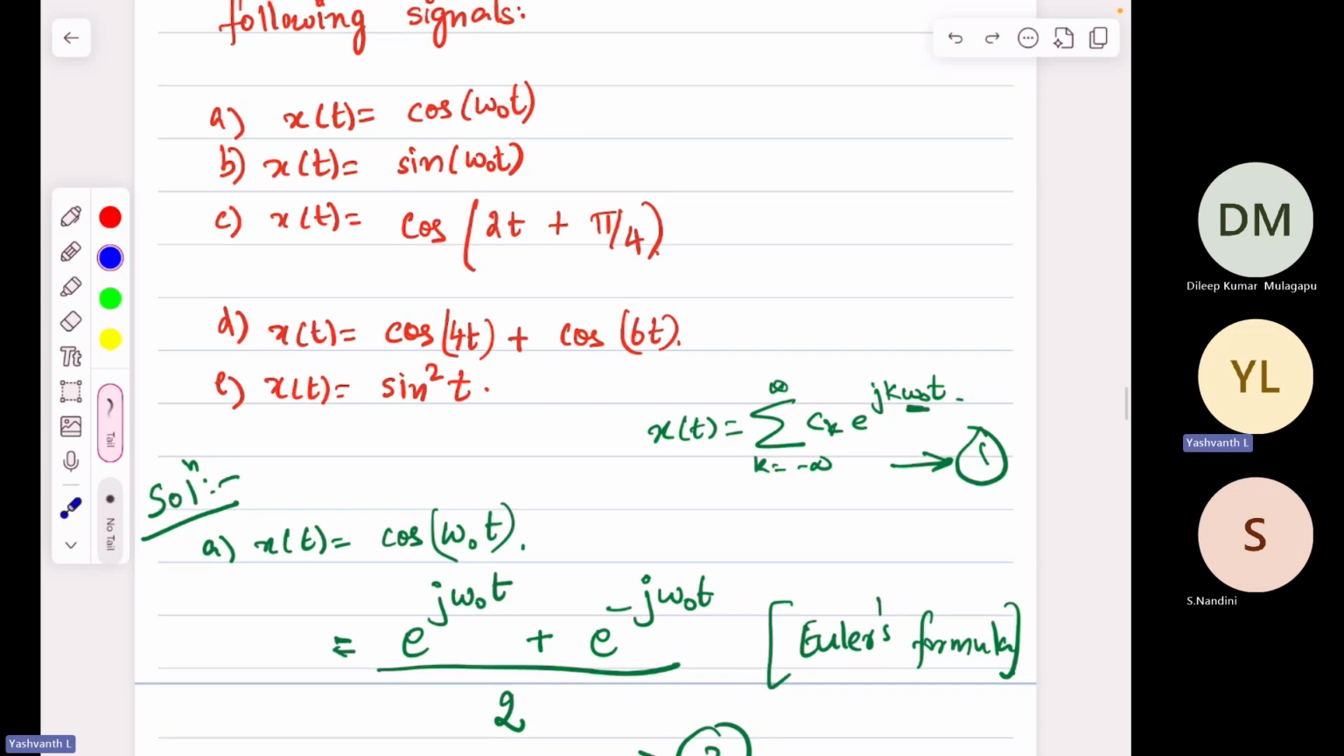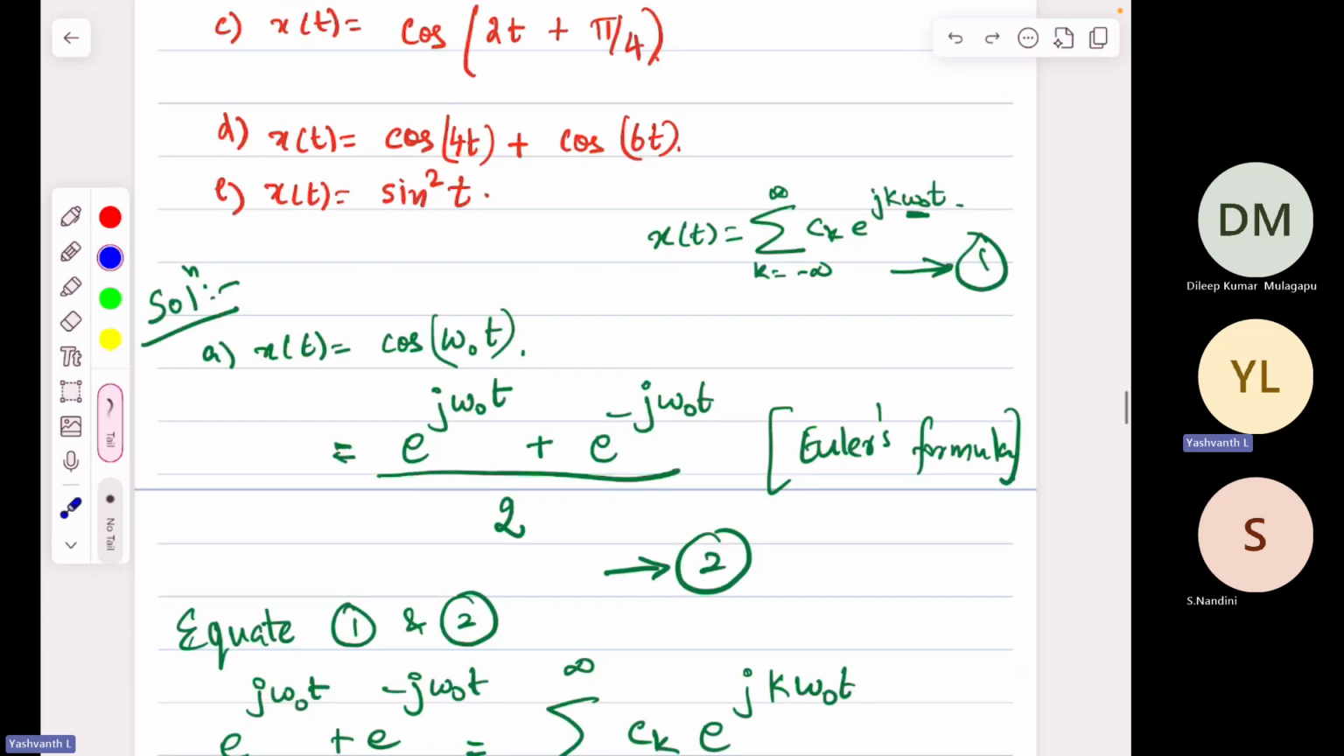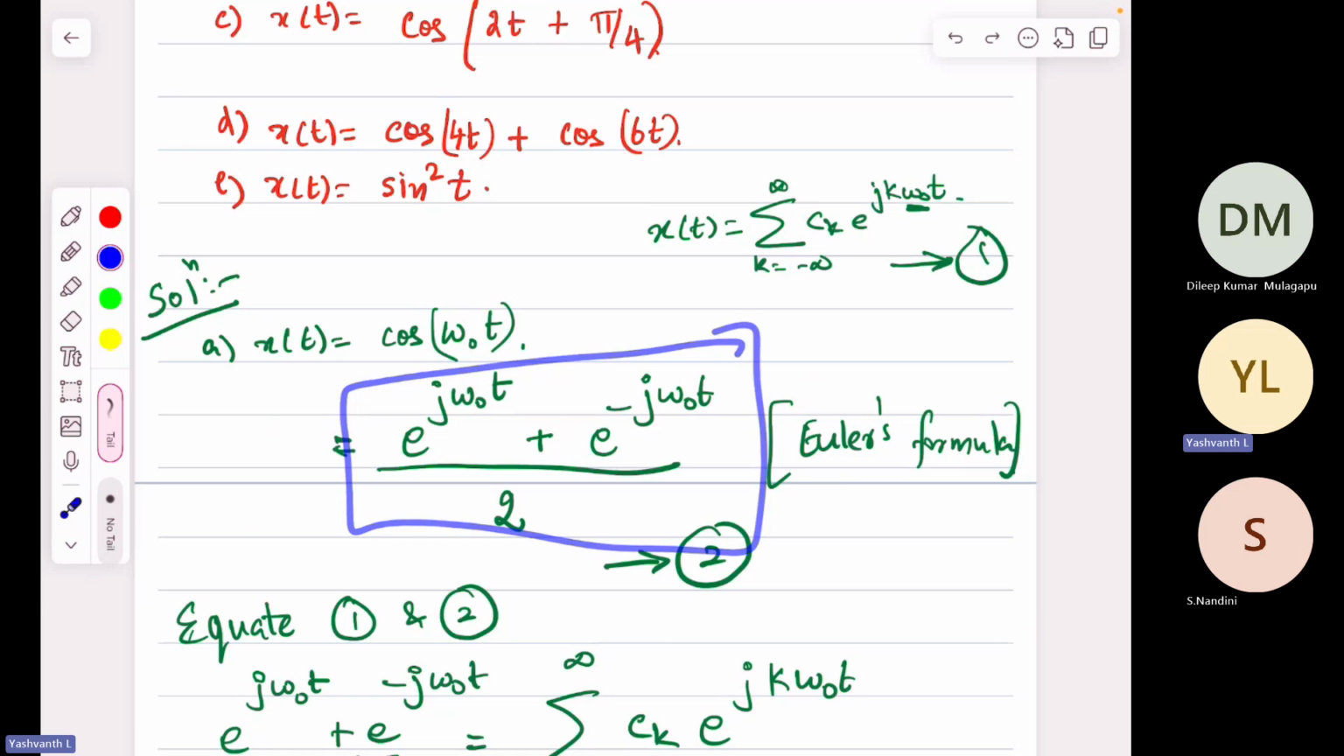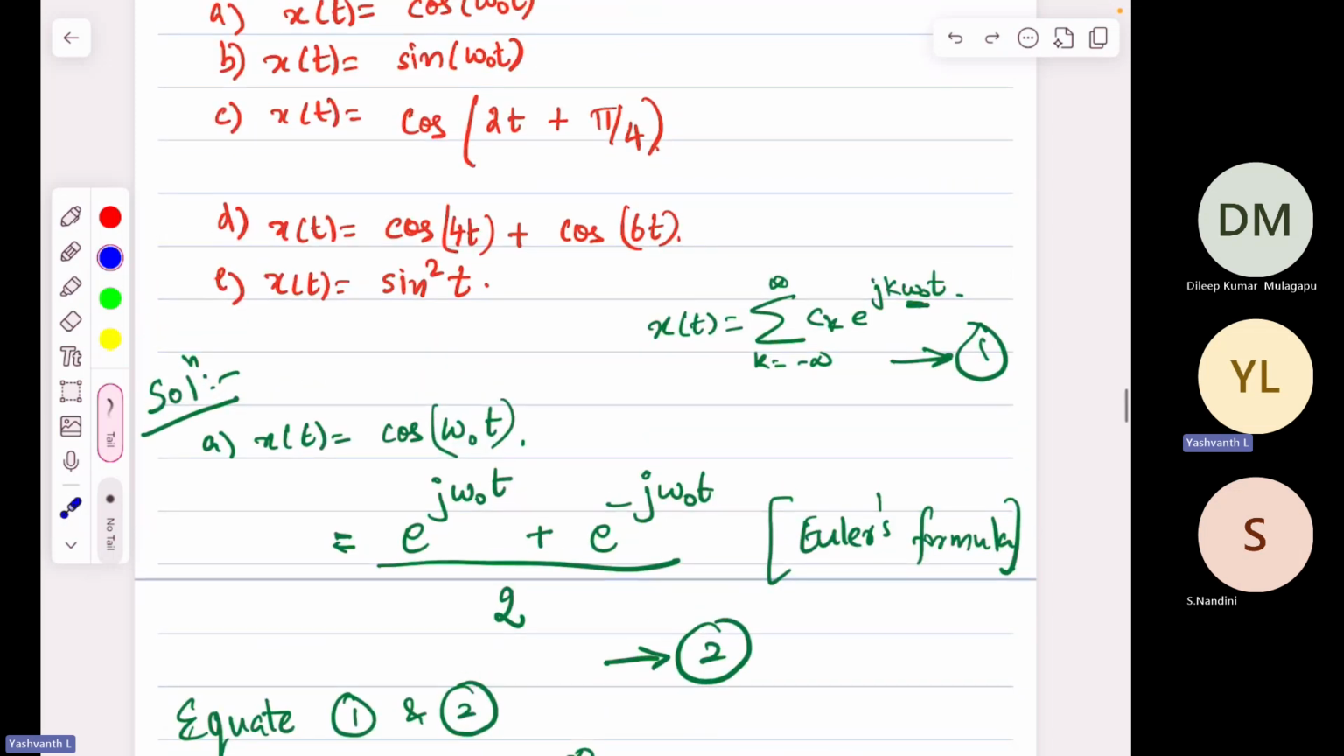Now basically you can write this x of t equal to cos omega naught t, by Euler's formula, as e power j omega naught t plus e power minus j omega naught t, divided by 2. Correct. It's a simple Euler's formula for cos omega naught t.